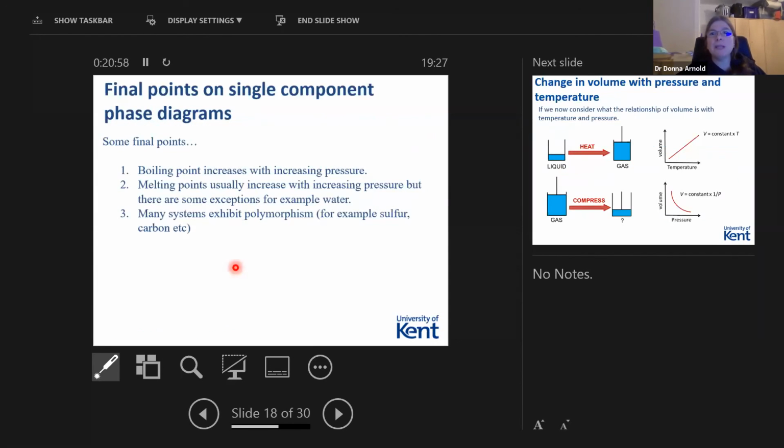Just some key points on phase diagrams before we move on. We know that boiling point increases with increasing pressure. These are some important things we need to remember. We know that melting points usually increase with increasing pressure, but there are some exceptions, for example, water. And we know that many systems exhibit polymorphism and show allotropes, such as our sulfur, and we were talking about carbon.